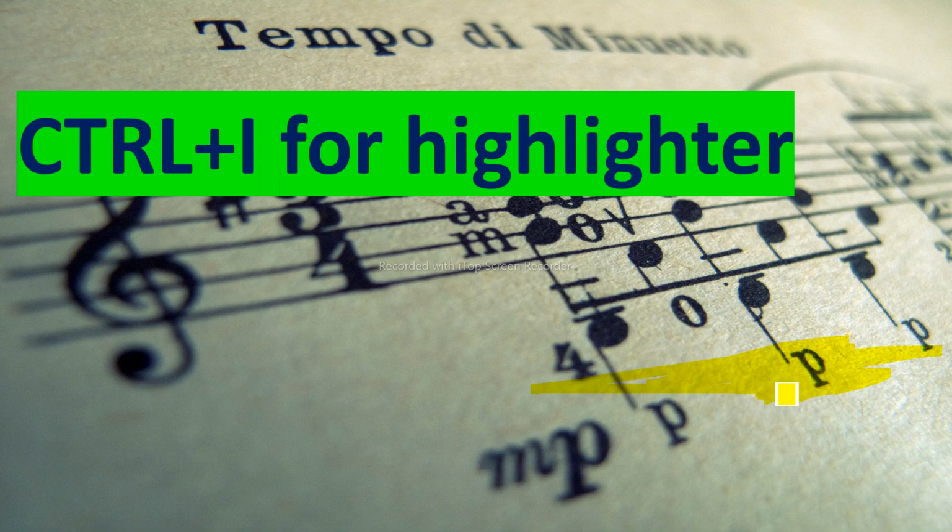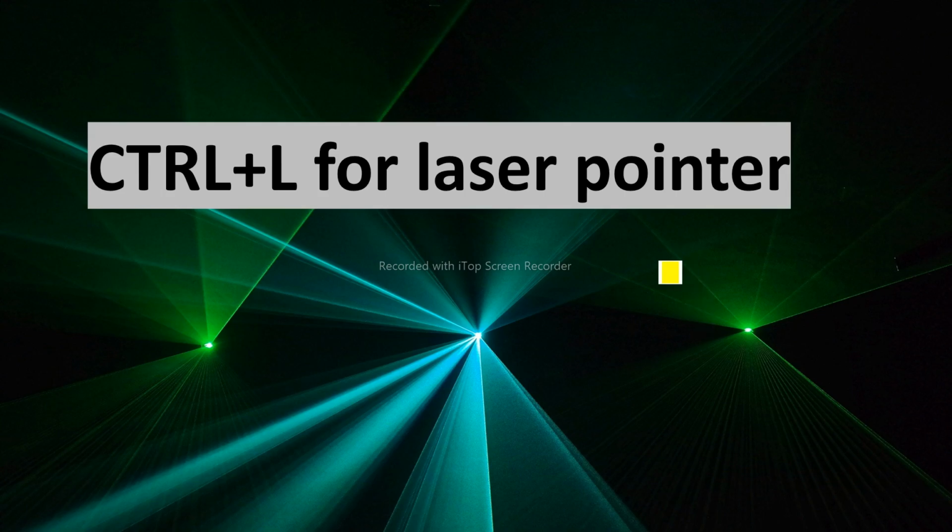Control I is used for the highlighter. You can highlight anything that you want during the presentation. To go back, I can just click E as you have seen before, E to erase everything. The next thing here is Control plus arrow.